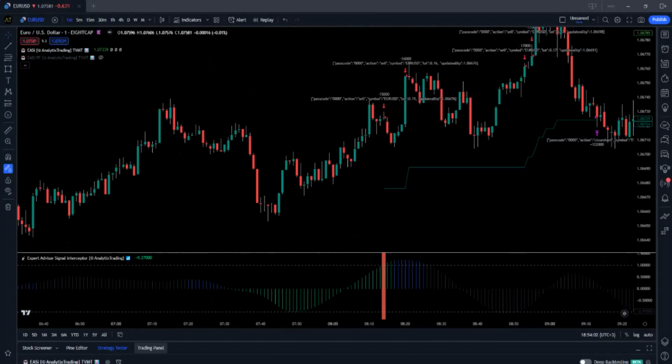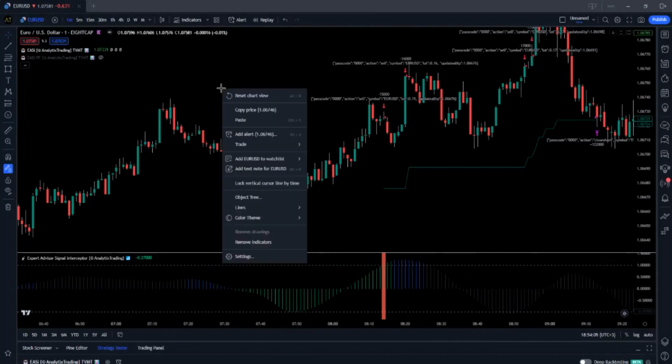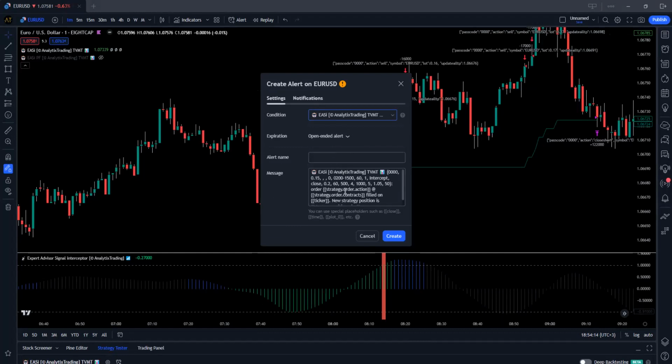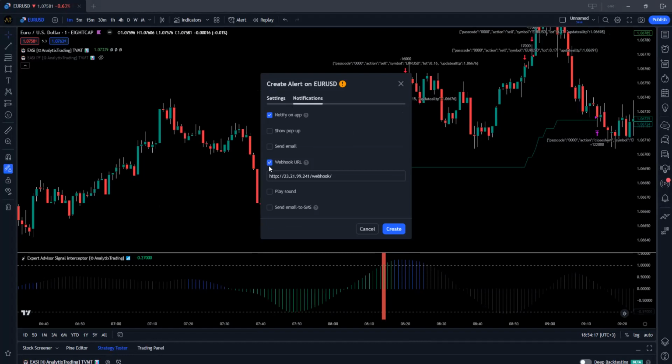Now, to create an alert, it's very simple. You can right click, add alert. Make sure that you add the alerts on EASI, not EASI PF. Before we go into this, you always want to double check on the notification side that your webhook URL is selected. This webhook URL will be the one that receives the TradingView signals and sends them over to your MT4 terminal via the EA. You can also just pause the video and copy it onto your alert.